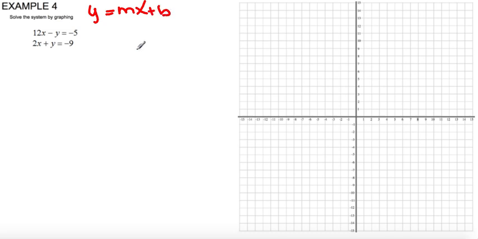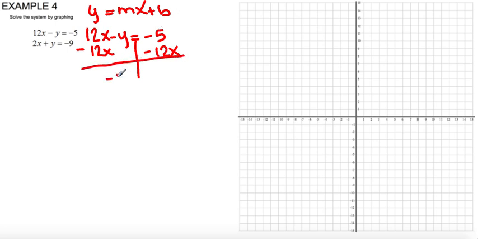plus b. So I'm going to rewrite 12x minus y equals -5 and isolate the y, solve for y. To solve for y, I subtract 12x on both sides of the equal sign. So on the left side, I have negative y equals negative 12x minus 5. In order to get y by itself, I have to divide every term by -1 on both sides of the equal sign.